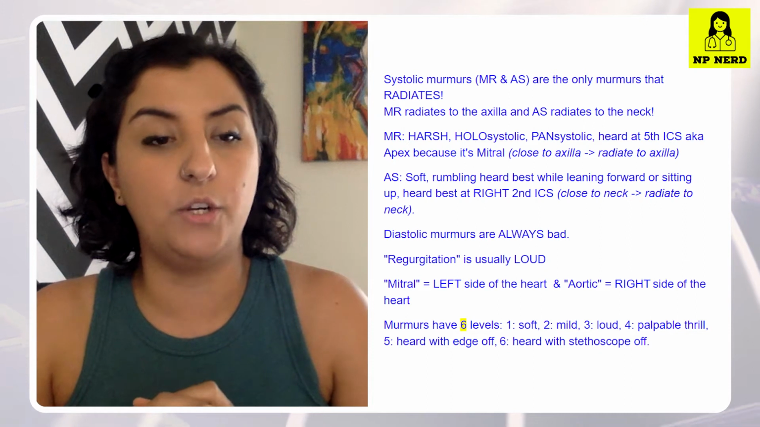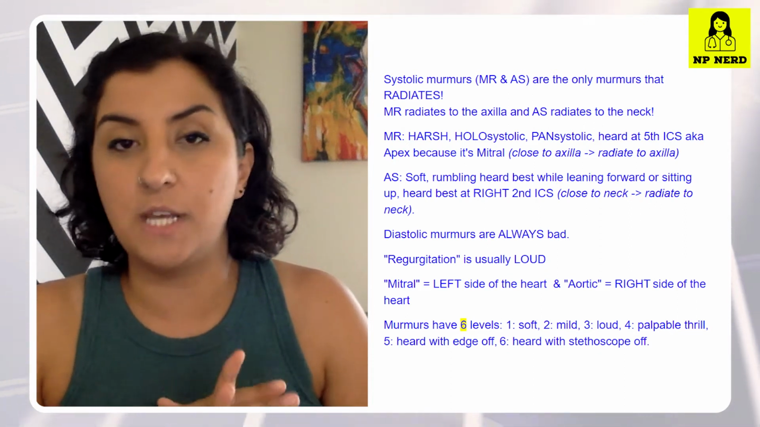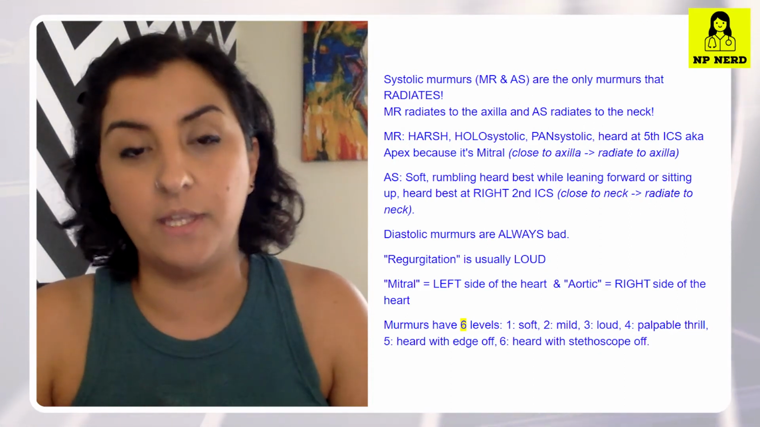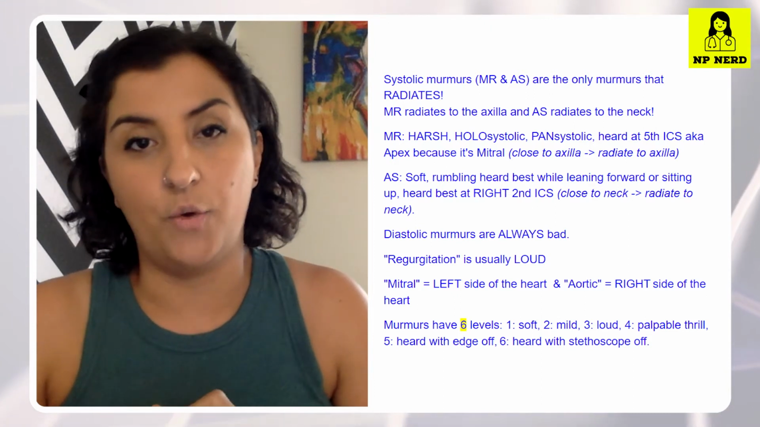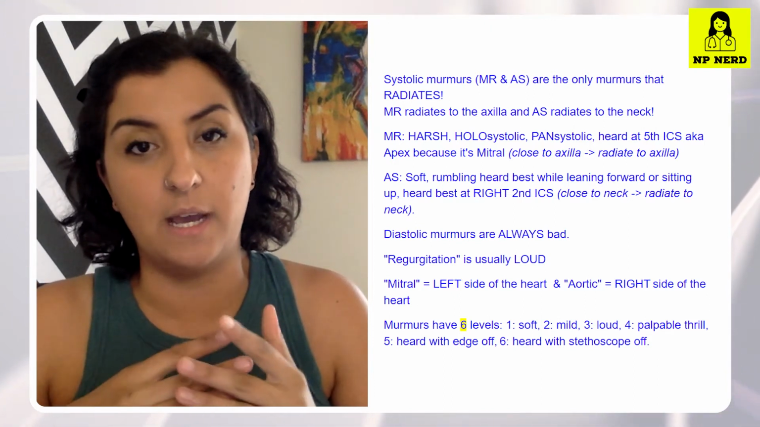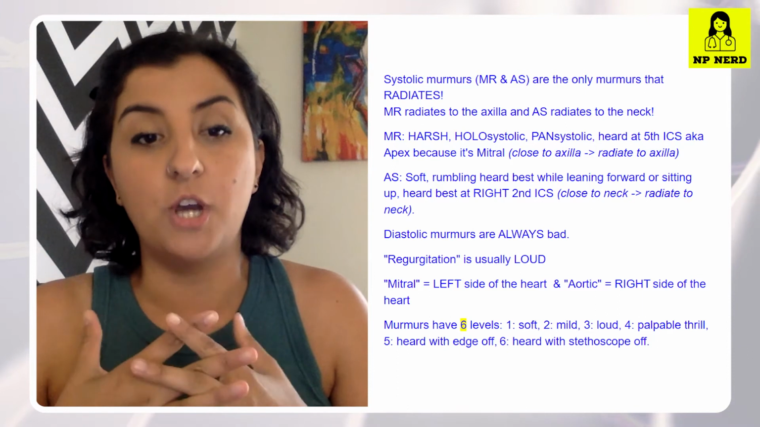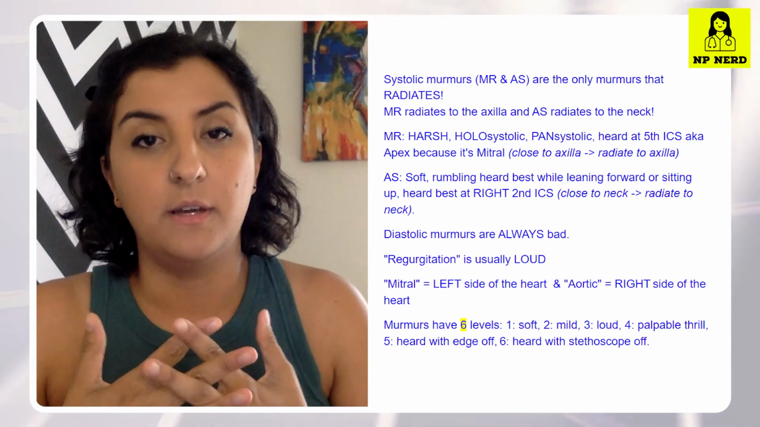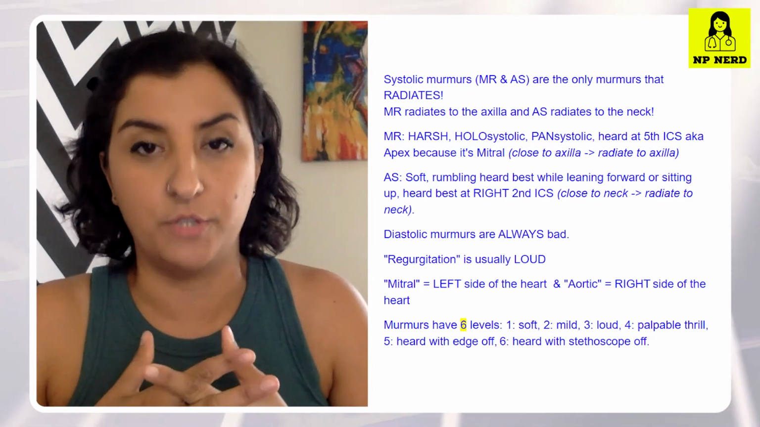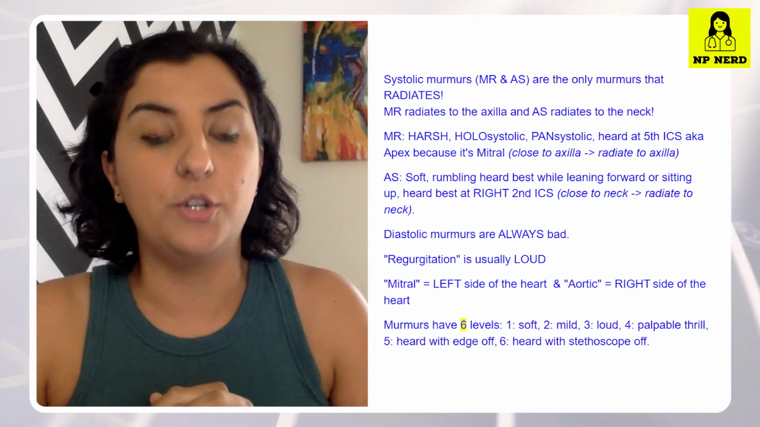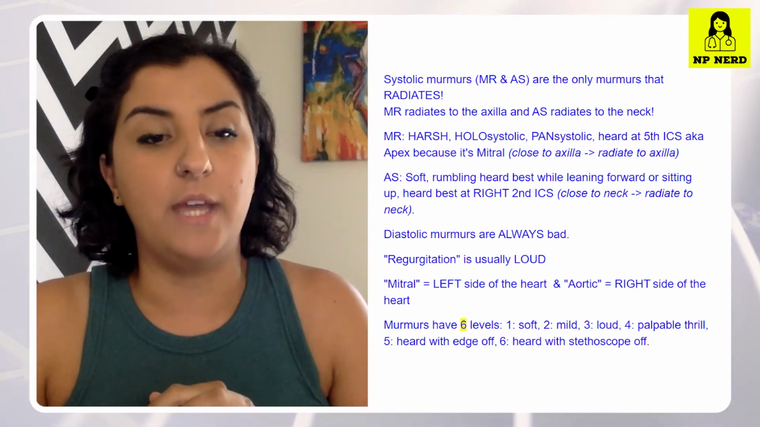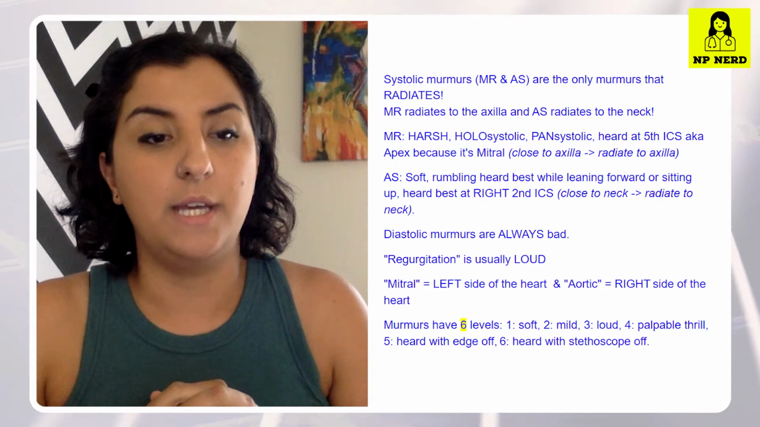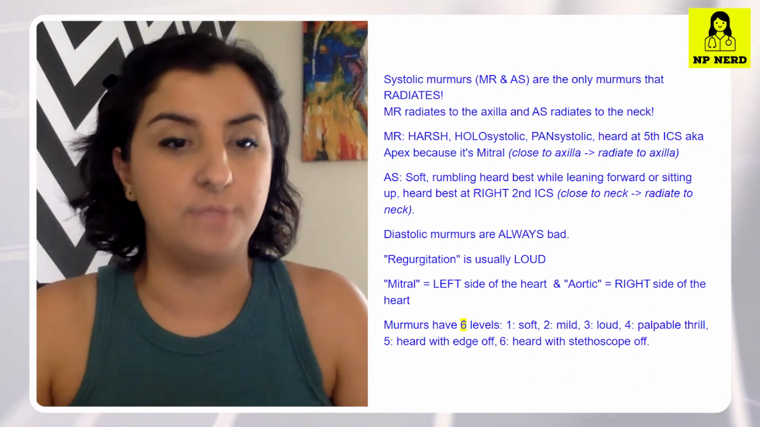And every time you hear mitral, think about the left side of the heart. Every time you hear aortic, think about the right side of the heart. So if they say it's heard on the right side, then they're talking about the aortic stenosis or aortic regurgitation. If they're saying, oh, it's heard on the left side of the heart, then they're talking about the mitral regurgitation.